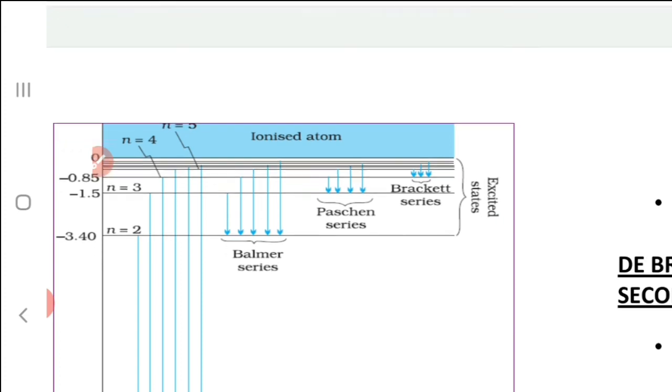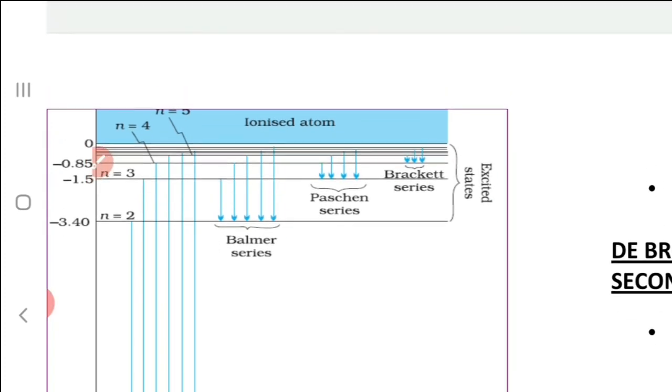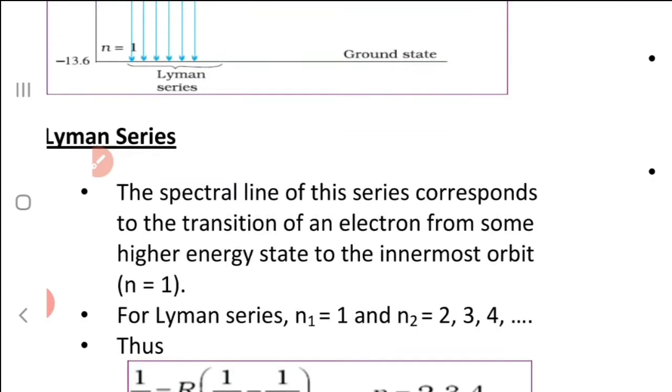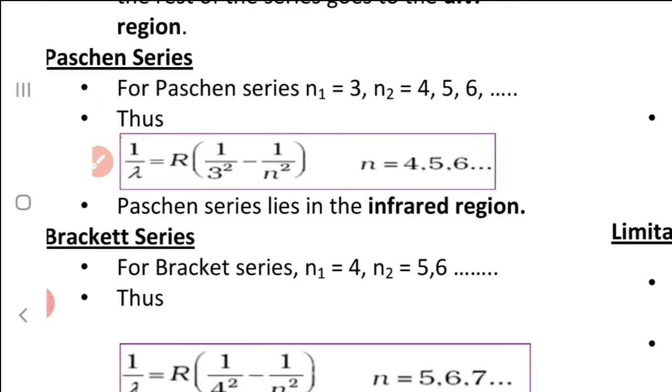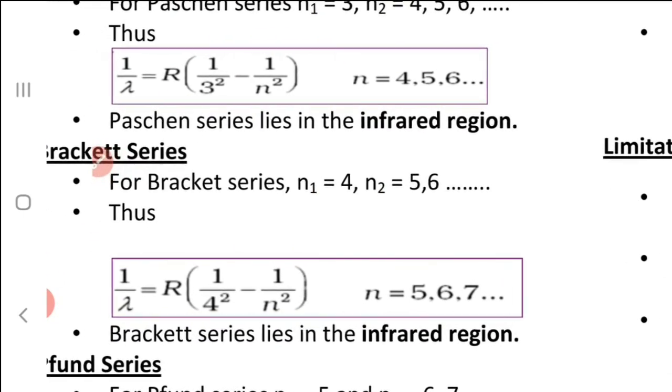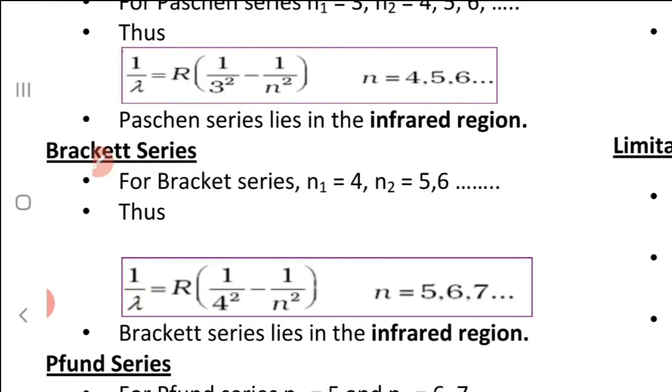Now coming to Brackett series. For Brackett series, the transition from higher energy level to the third excited state, that means n equal to 4 level, gives the Brackett series. So for Brackett series, the equation becomes 1 by lambda equal to R into 1 by 4 square minus 1 by n square. So n can take values 5, 6, 7, etc. And this also belongs to the infrared region.